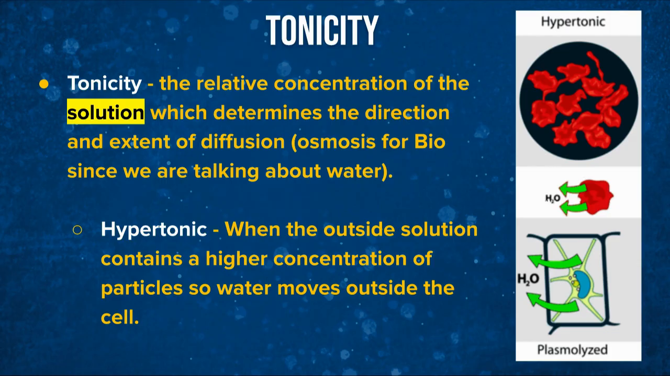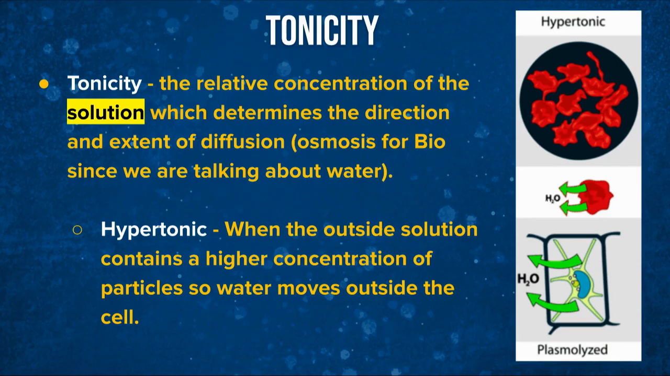The first type is hypertonic. Hyper. This is when the solution contains a higher concentration of particles. So water moves outside of the cell. What is happening in this situation is that there are more solute particles on the outside of the cell and a lot of water on the inside of the cell. So water is going to move out of the cell. And if water moves outside of the cell, it will shrivel up, as we can see right here.